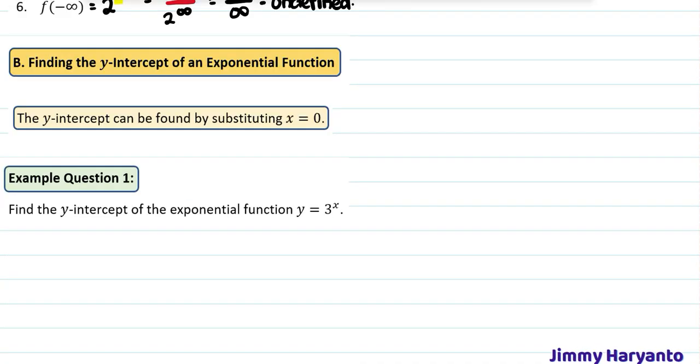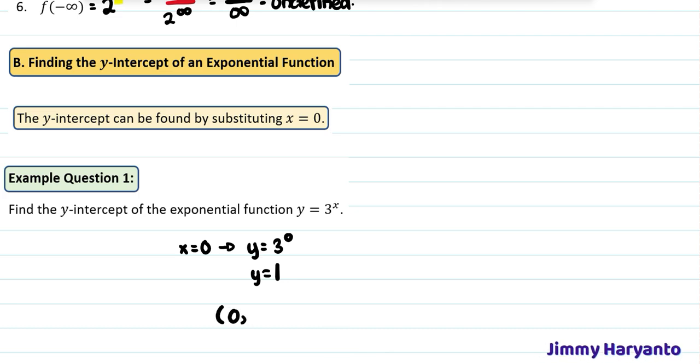Next, before sketching the graph, finding the y-intercept also helps you to draw later. The y-intercept can be found by substituting x equals 0. Let's say you have y equals 3 to the power of x and you want to find the y-intercept. That means you say x equals 0 and then find y, and you'll get y equals 1. That means (0, 1) will be the y-intercept.